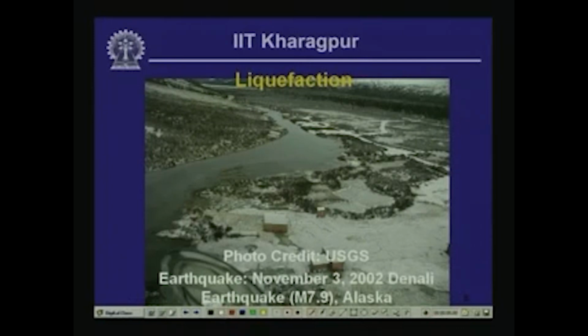This one here, this structure was pushed up unevenly, and the cause of that is liquefaction and flotation that results from liquefaction. Okay.